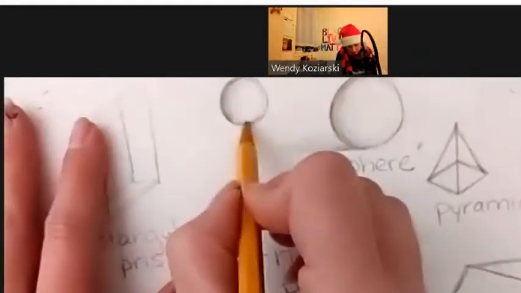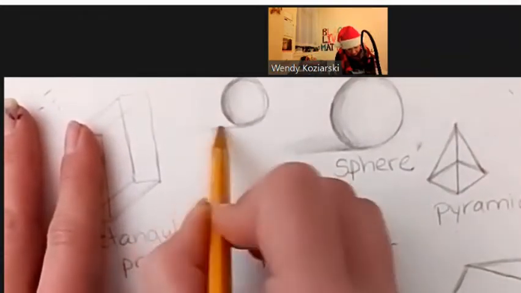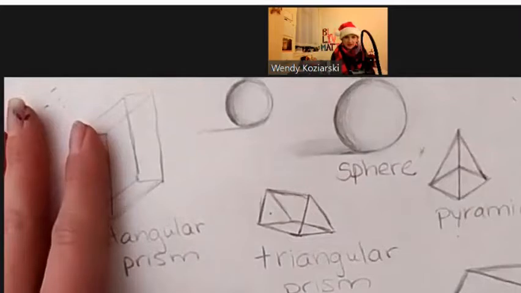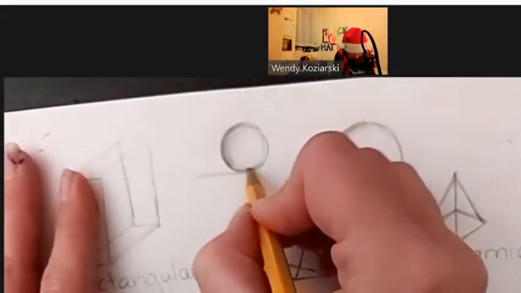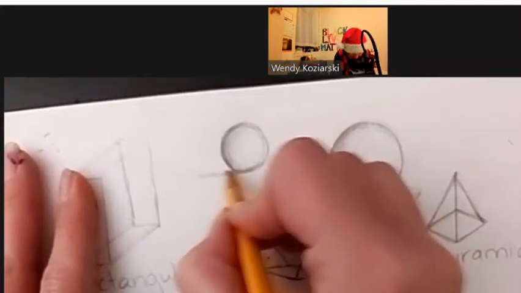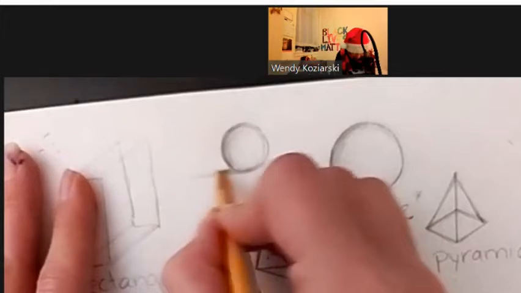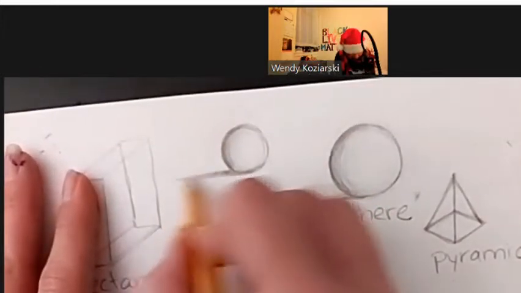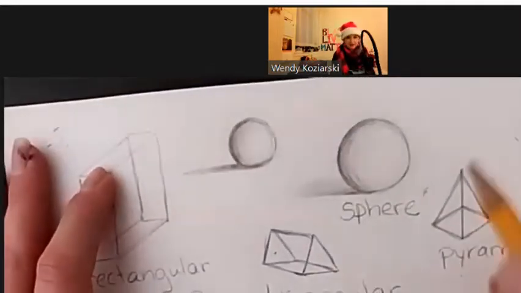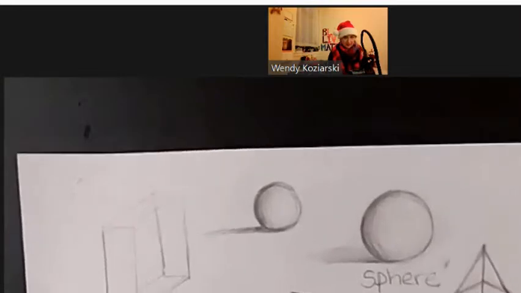Then I'm going to make a line from underneath the sphere out this way, just a light line for now. That's where we're going to put the shadow. So I'm going to make it really dark underneath and close to the sphere. And then my shadow gets lighter and lighter as it comes away from the sphere, like so. How do your spheres look? Do they look 3D?